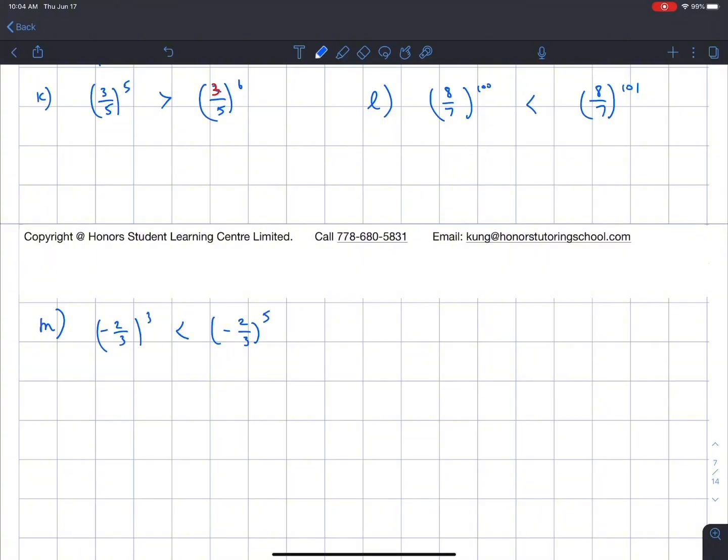So if that's too confusing for you, it's okay. You can just do it manually. If you do negative 2/3 to the power 3 and negative 2/3 to the power 5, you should get negative 8/27 and negative 32/243. To make the same denominator, you can times both of them by 9, and you will get negative 72/243. And now you should be able to see that negative 72 is smaller than negative 32.